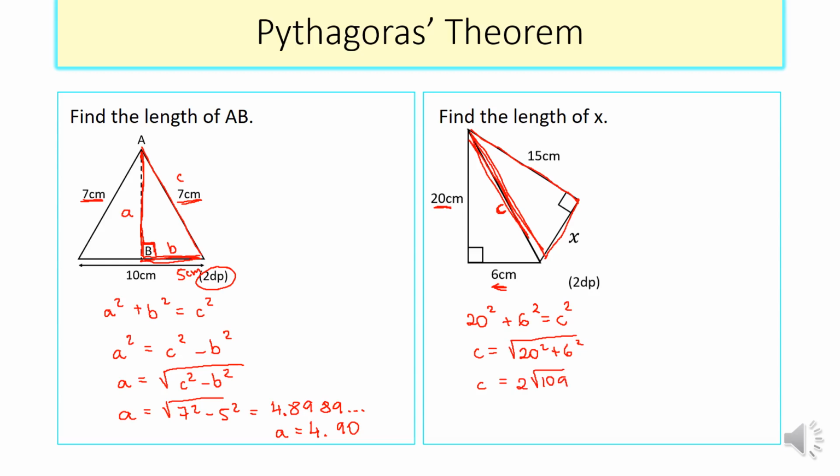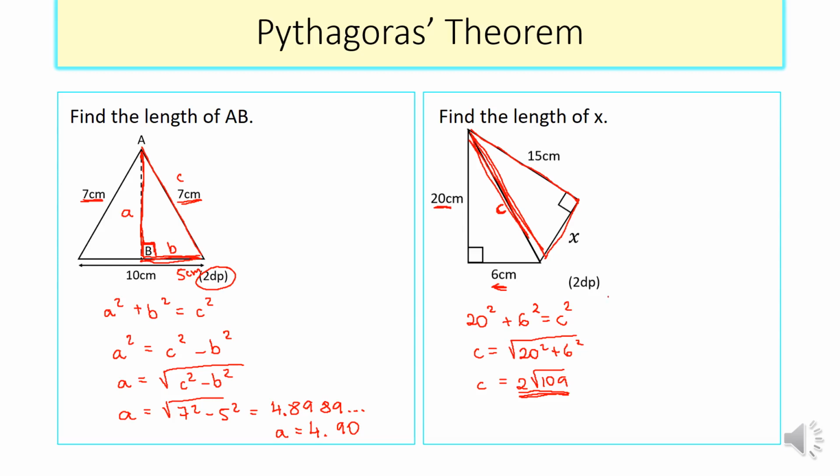The reason why I'm keeping this in the surd form is because I don't want to round my answer at the moment, because I'll have to use the value in my further calculations, and if I round it now, my final answer will be less accurate. So if I keep it in the surd form, I'm keeping it more accurate. So now that I know that the value of C is this, I can use it to find the value of x.